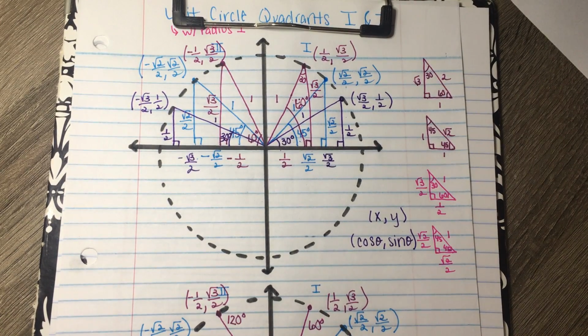The last time we met, we went through quadrants 1 and 2 of the unit circle. Today we're going to be finishing up 3 and 4 very quickly, and then you're going to have a separate video that's going to be your quiz review.